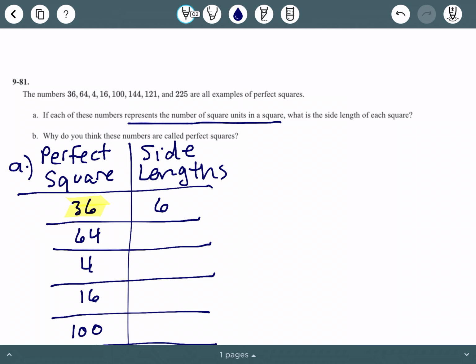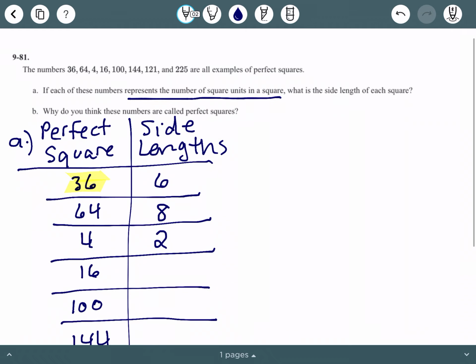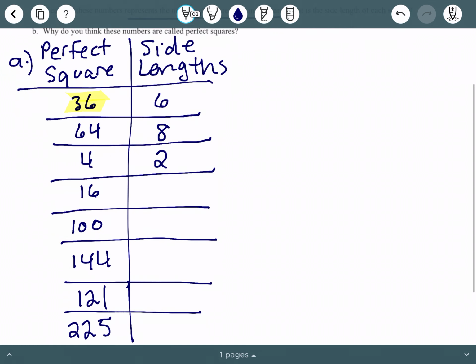My next perfect square is 64. Again, I know that 8 times 8 gives me 64. So my side length is going to be 8 for that perfect square of 64. The next is 4, and I know that 2 times 2 gives me 4. So a perfect square of 4 would have side lengths of 2.